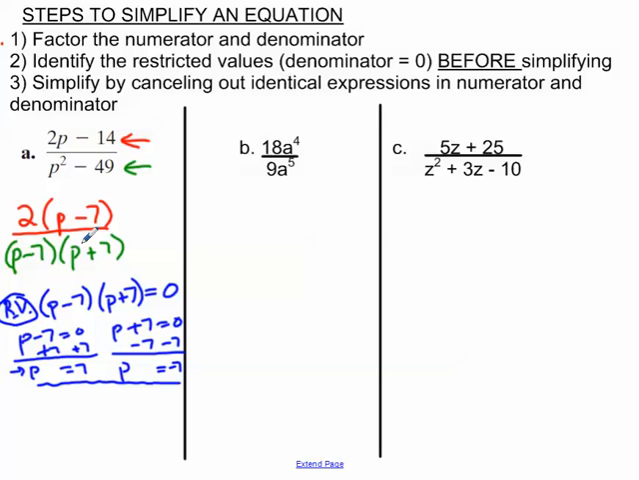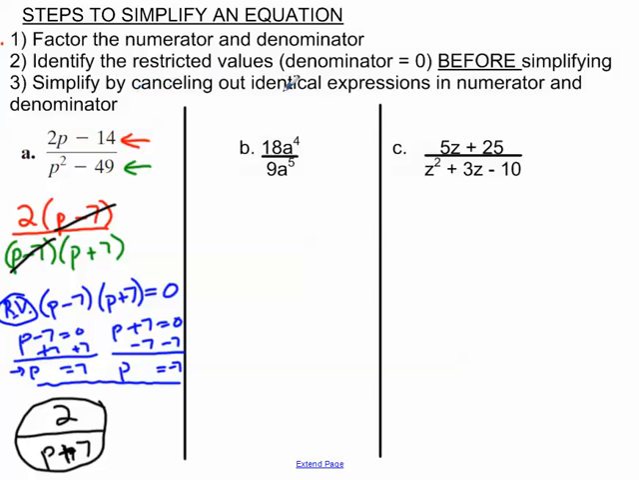P minus 7 is a factor because these are both multiplied by one another. Now we can just cancel out the factors. What cancels out? P minus 7 divided by p minus 7 divides to 1, so those factors go away. So my answer then is 2 over p plus 7.